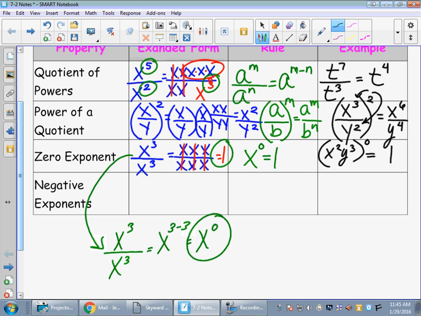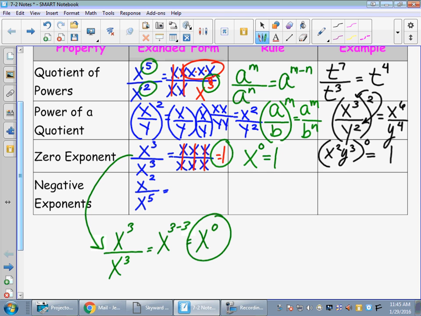For negative exponents, I want to do the same thing. I want to show you the work with the expansion, show you the work with the rule, and show you how they equal. Okay, that comes up with our definition. So for negative exponents, I'm going to show you an expansion where the number on top is smaller than the number on the bottom.